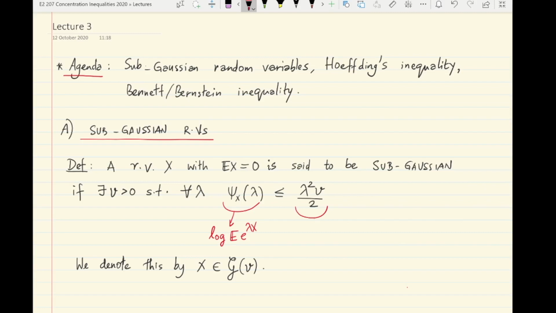and if you recall, lambda squared v by 2 is actually the log moment generating function of a Gaussian random variable, so e raised to lambda g, where g is distributed as normal with mean 0 and variance v. This is the reason why this random variable X is called Subgaussian. It's because its log moment generating function is upper bounded by the log moment generating function of a normal random variable with the appropriate variance, which is v in this case.